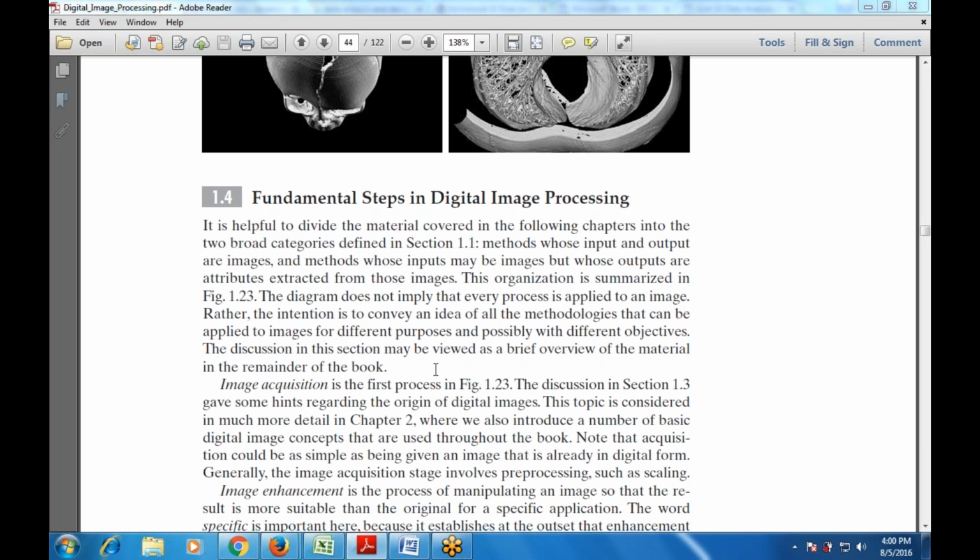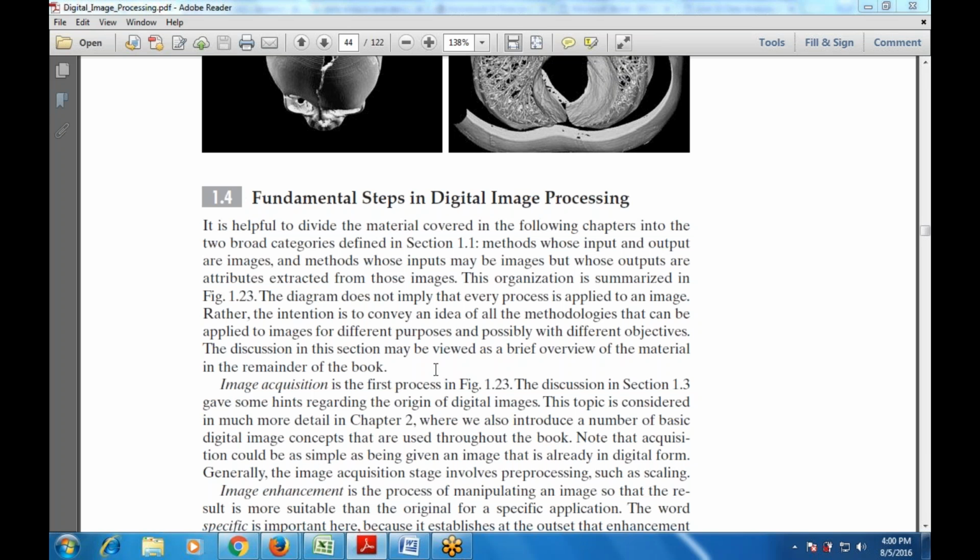And today's first topic is the fundamental steps in digital image processing. That is, what are the various steps that we follow for creating a digital image, or how to process the digital image. So let's begin with this chapter.